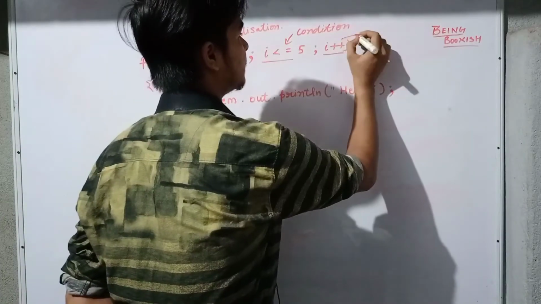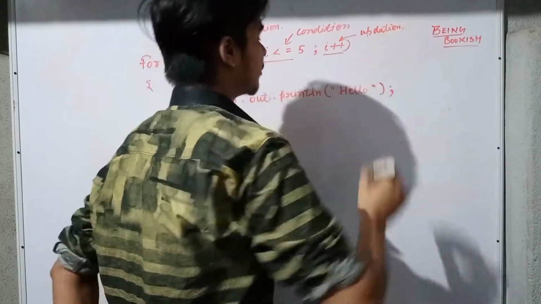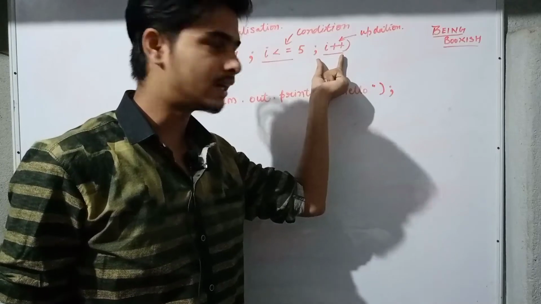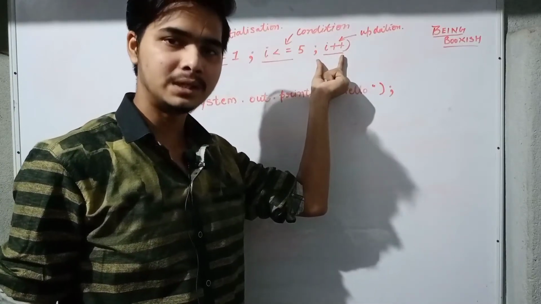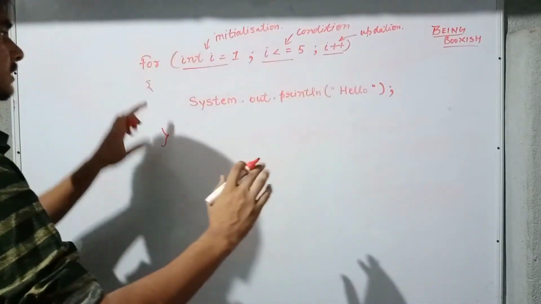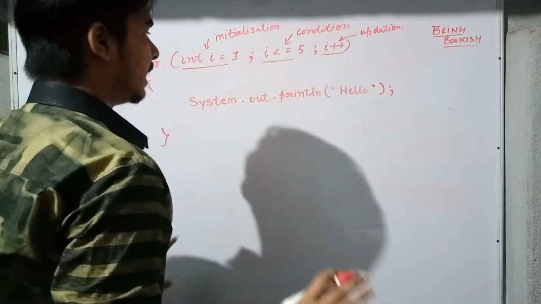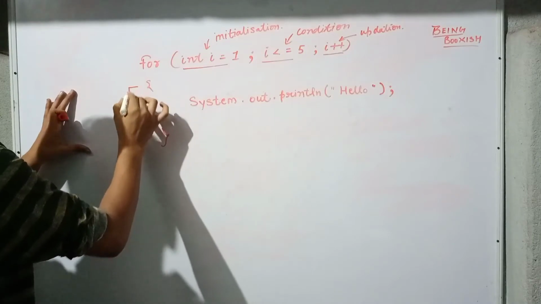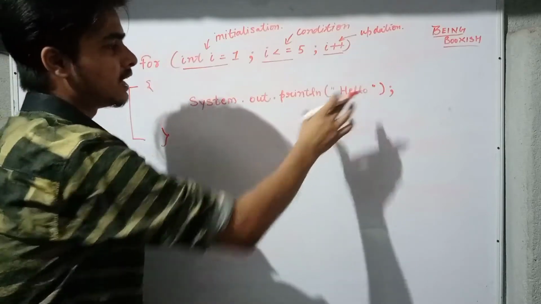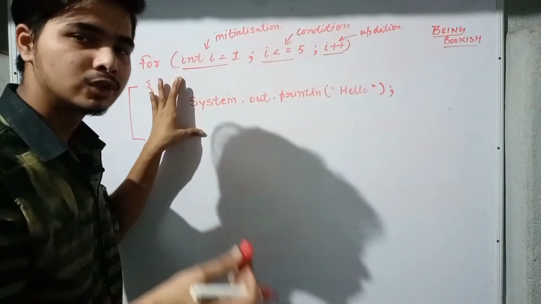Next we have updation. This is the third part. For instance, our updation is to increment the value of i. We can also decrement the value of i, or do some other sort of updation, which we will see in further videos. So basically we have three parts in a for loop: initialization, condition, and updation. And we have the body part, which is written inside the curly brackets. In the body part I have just printed hello. You can do anything you want inside the for loop according to the question.